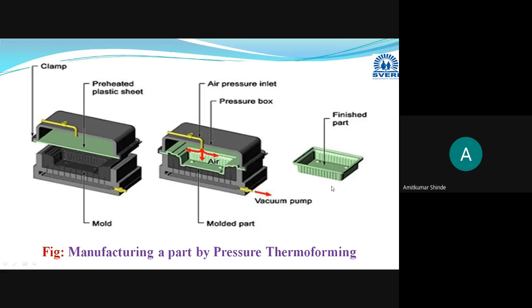This is the finished product. One dish or one plate is manufactured. This can be used for packing of foods. In the food industry, these kinds of plates are used for packing foods. This is the pressure thermoforming.